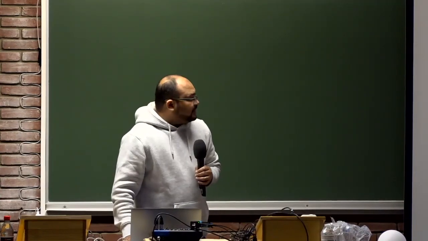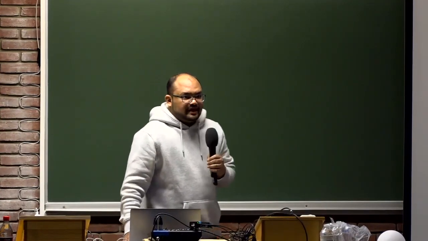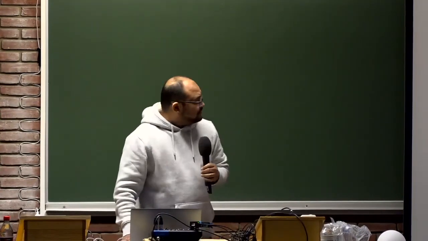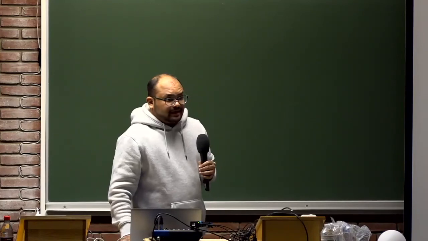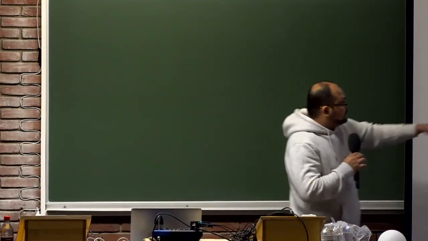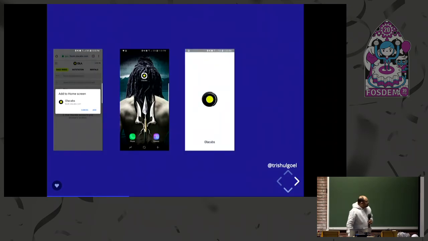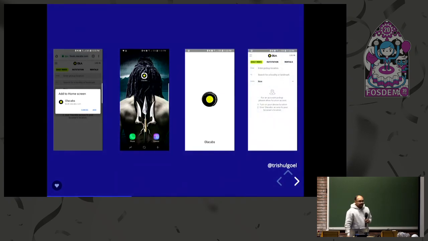So, a typical PWA looks like this. Whenever you visit a website, it gives you a notification like, hey, do you want to install this one? When you install, it gets an icon like that. If this is the icon, just in case. It's a simple app. Then it has a splash screen. And finally the app. So this is what a PWA looks like.